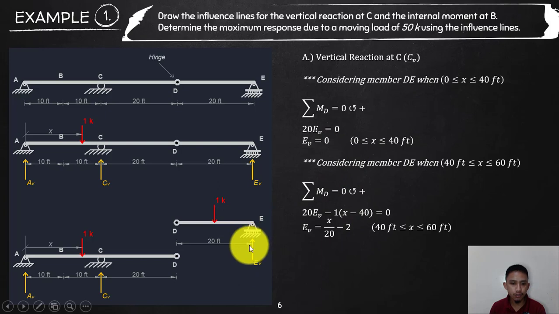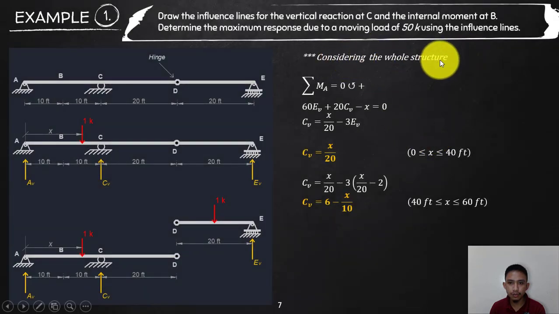We can actually proceed to your original figure, considering the whole structure. Considering this whole structure here, we have already the equation of EB, or the value of EB. Then we can take a moment at A to cancel out this AB for us to bring out the CB, since that is the response that we need. So now take a moment at A of this whole structure.